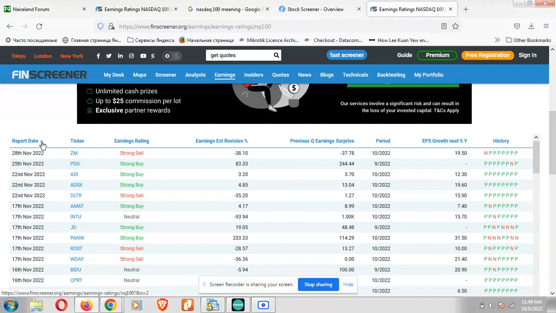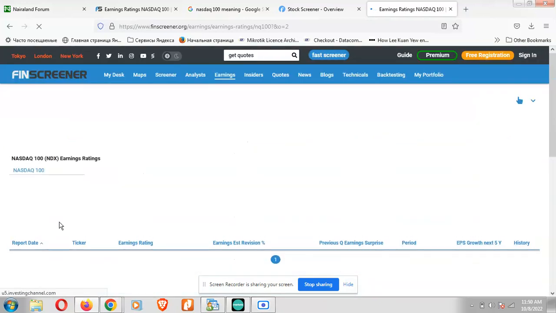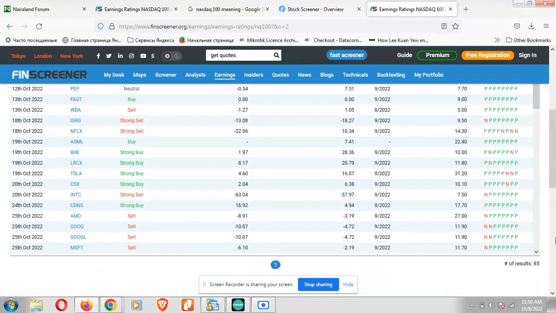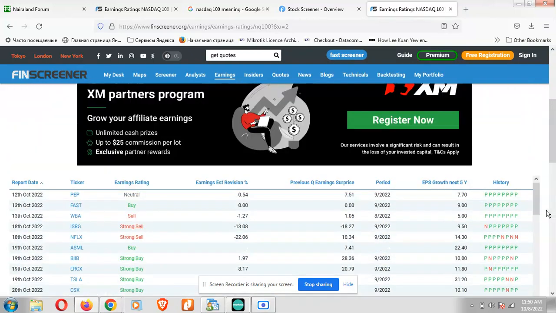So I want to start from October. I want to see what is happening from October. We're in the month of October already. So I click on this drop down here. It will quickly move me to see October. So as you can see, October 12th, October 13, October 13, October 18, October 18.